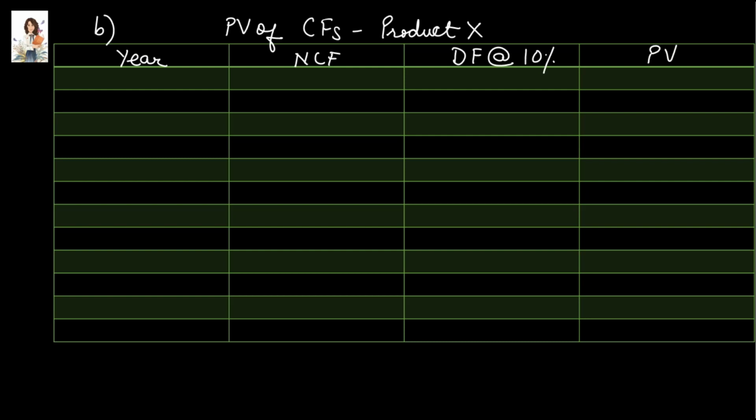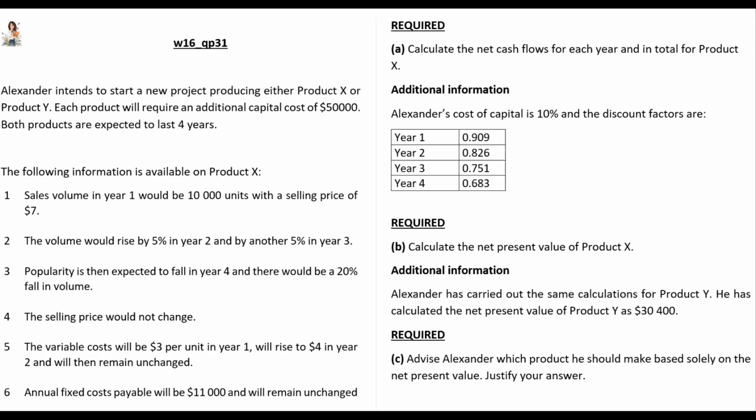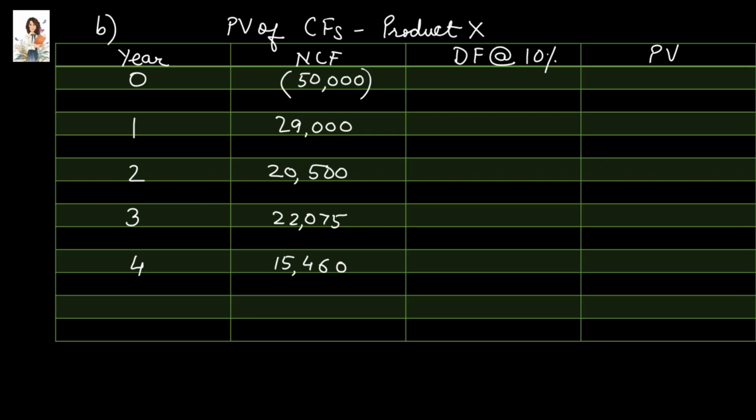We'll fill in the year column first. As usual, we will start with year 0. Next, we'll fill the net cash flow column. We have already found out the net cash flows in part A. We have already been provided the discounting factors for 10% cost of capital, so we can record these in our discounting factor column. Discount factor for year 0 is always 1.